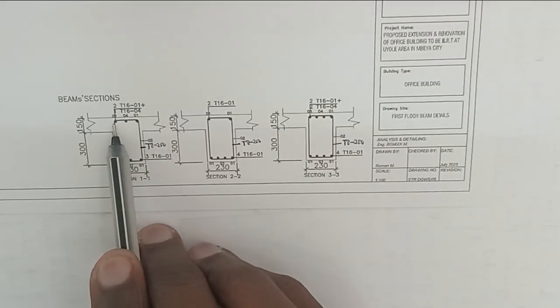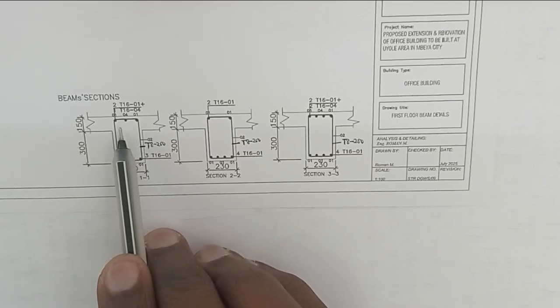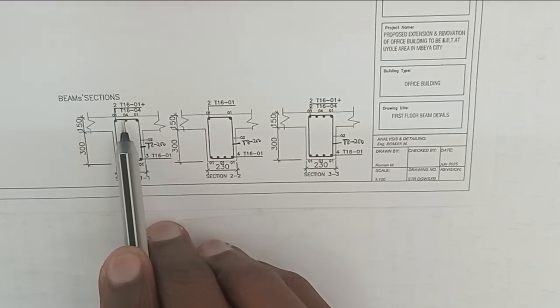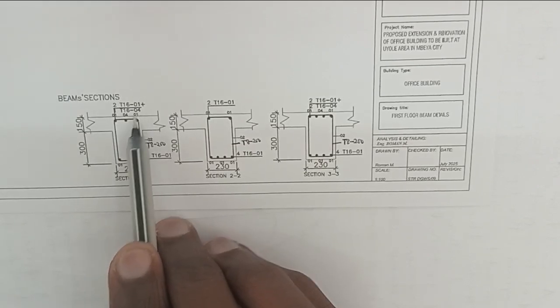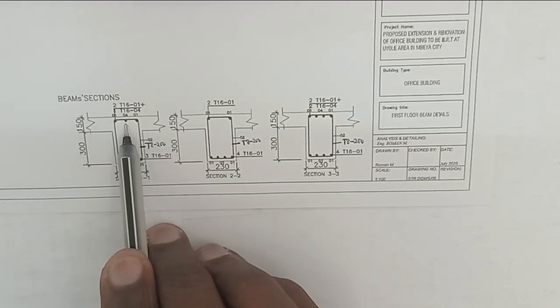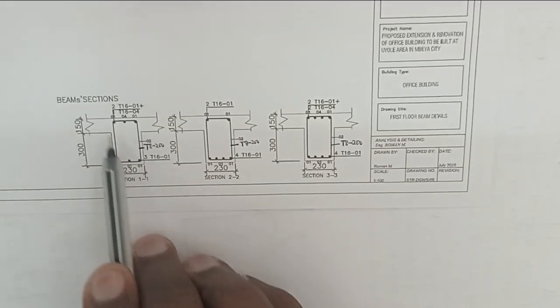So the first bar, the second main bar, and there is 1 extra bar over supports for negative moments with a diameter of 16 millimeter at bar mark number 1. This extra bar is provided over supports of the beam for negative moments.